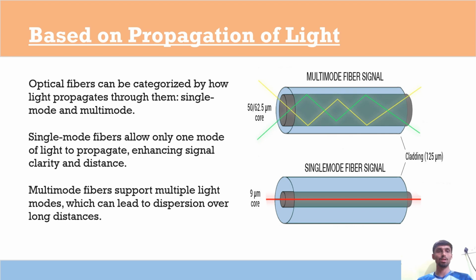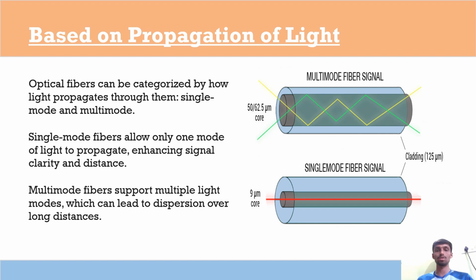And another type of optical fiber is based on the propagation of light. Optical fibers can be categorized by how light propagates through them: single mode or multi mode. Single mode fibers allow only one mode of light propagation, enhancing signal clarity and distance. Coming to the multi-mode fiber, it supports multiple light modes, which can lead to dispersion over a long distance.